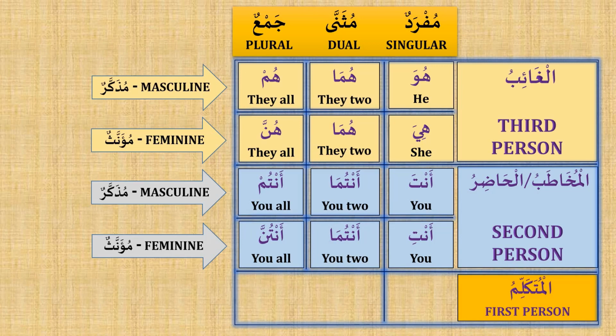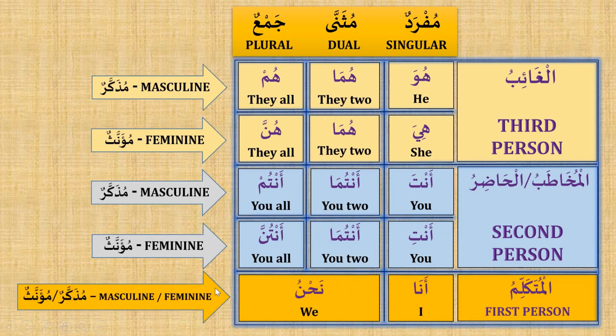And the last one المتكلم, first person, أنا, I, and نحن, we. These two can be used for both male and female. As we see, there is no special form of dual. For نحن, it can be used for both dual and plural. They are مذكر and مؤنث, masculine and feminine. There is no female form. They can be used for male and female. These pronouns must be memorized.